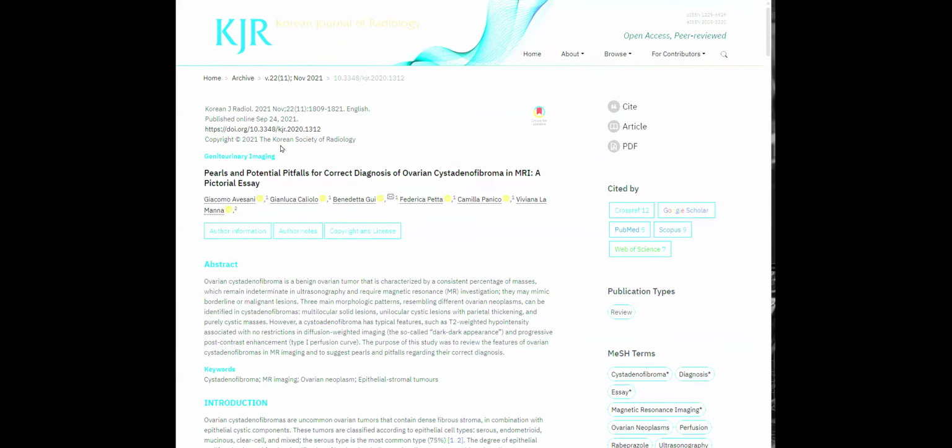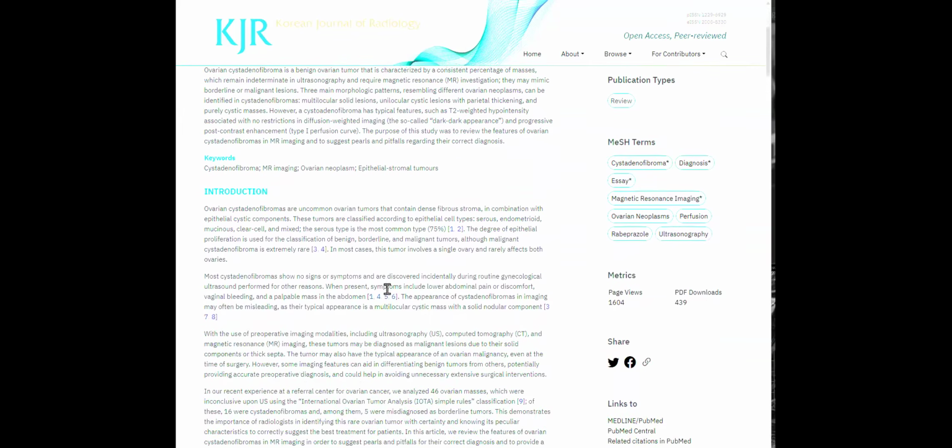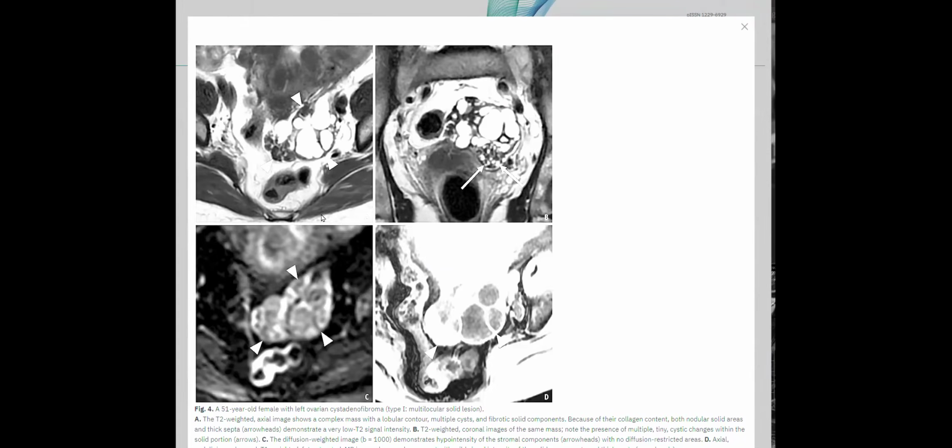So this is from the Korean Journal of Radiology, and I don't know if there's an established classification, but this journal reported 3 types that I'm aware of. So here are some of the imaging characteristics, and type 1 is a multilocular solid lesion. Here's an example of a type 1 that they provided. It's solid, with cystic components, multicystic and solid.